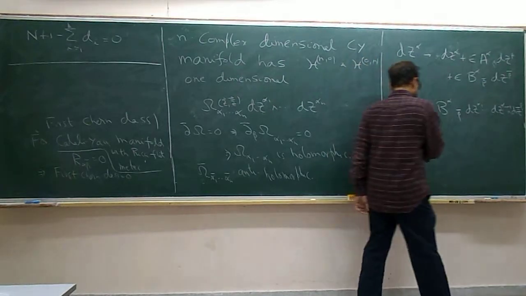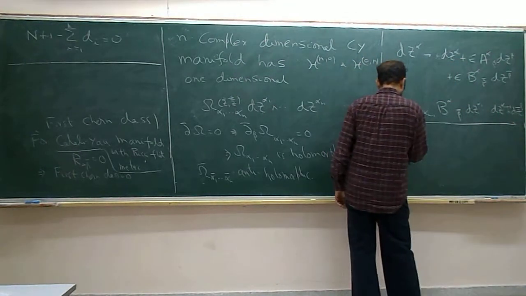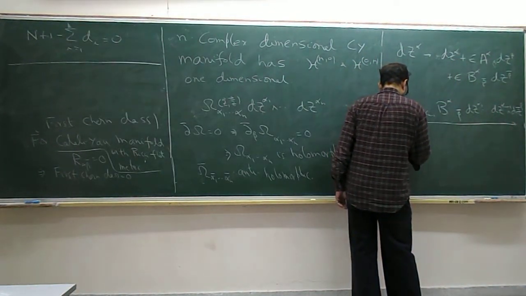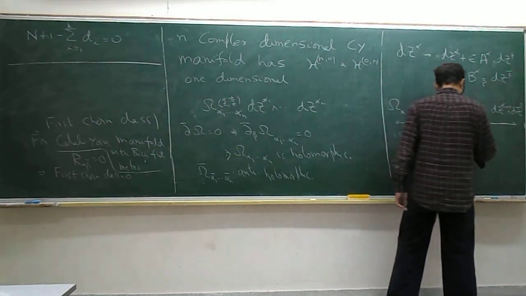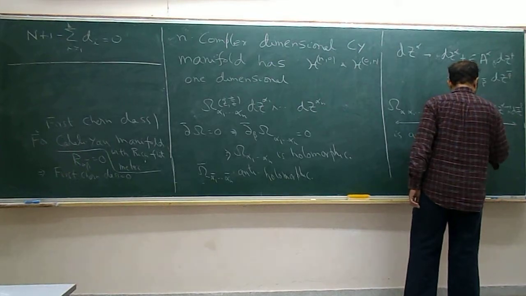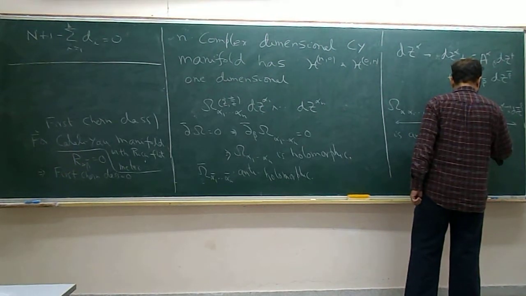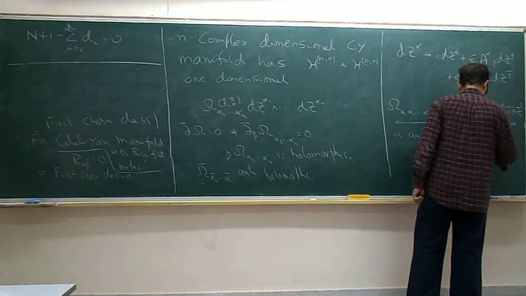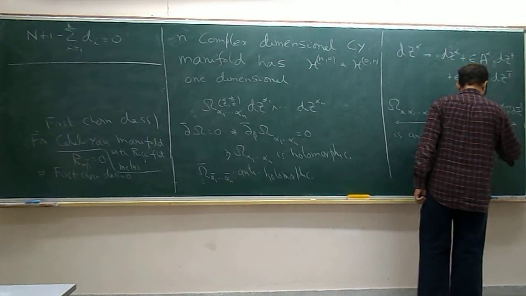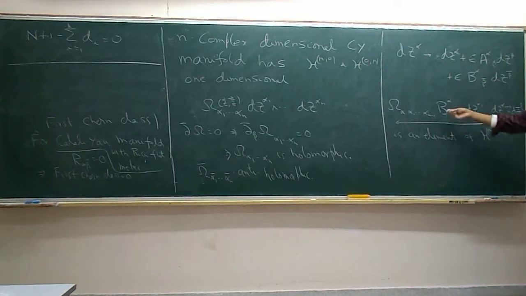It turns out that this is an element of H1 n minus 1, which basically means that this is del bar closed.